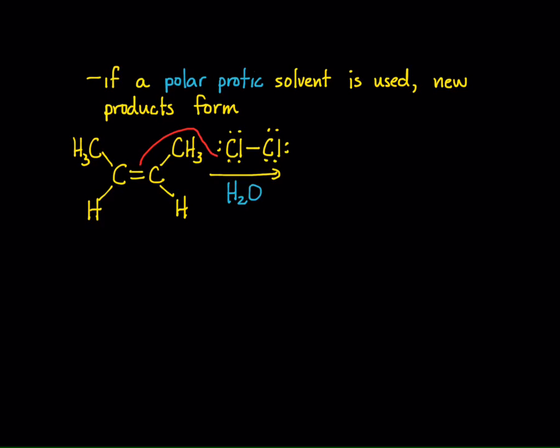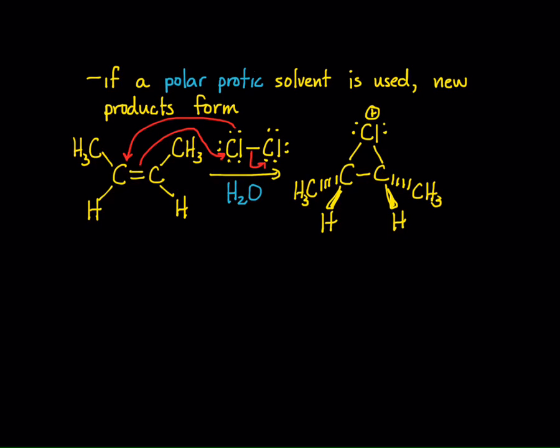So the first step is obviously the pi electrons attack the chlorine. The non-bonding pair of electrons on chlorine go back to the pi system, and the chlorine-chlorine bond breaks. I now form my chloronium ion, and the stereochemistry is such that if I started with cis-2-butene, the 2 methyl groups would be on the same side. The 2 hydrogens would be on the same side as one another. Now, so that's the stereochemistry of the chloronium ion.